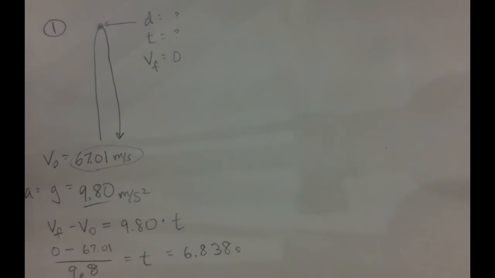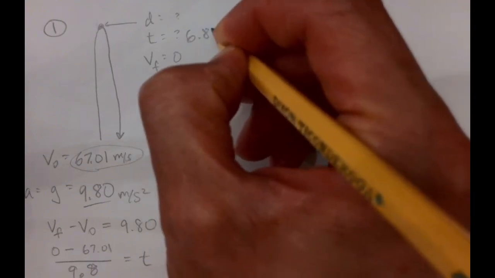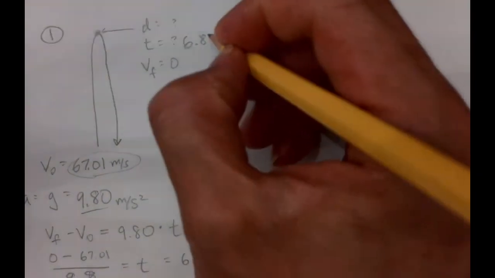So, pulling out my handy-dandy phone calculator, I get a time of 6.838 seconds. Keep an extra significant figure there, so we've got that part of our problem. And for our answer up here, I'll go ahead and round to 3 significant digits.